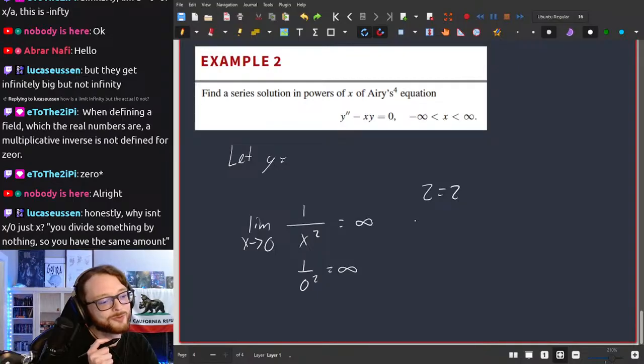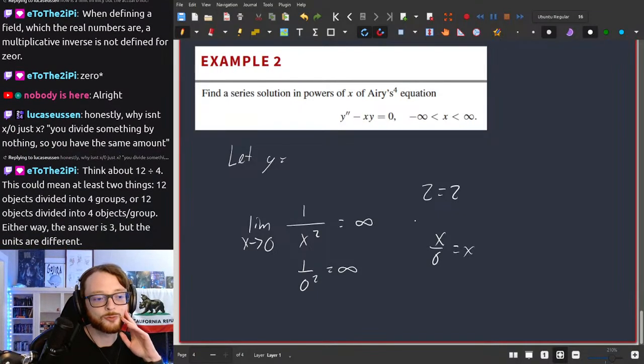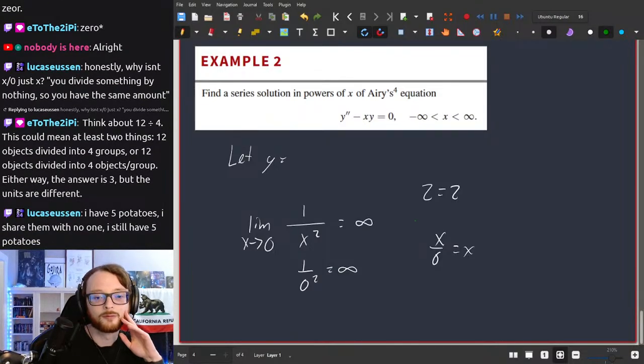Why isn't x over 0 just x? You divide something by nothing so you have the same amount. Because we just can't divide by 0 in the first place. There's going to be a contradiction if you try to define it that way. If you did say that x over 0 equals x, I could take this equation and multiply each side through by 0. So the zeros on the left cancel. We get x equals x times 0, but x times 0 is 0, so x equals 0.